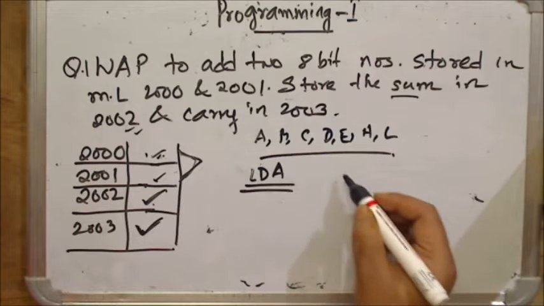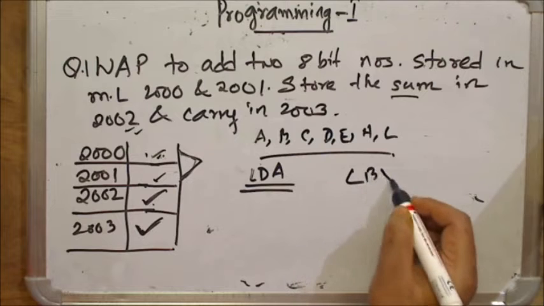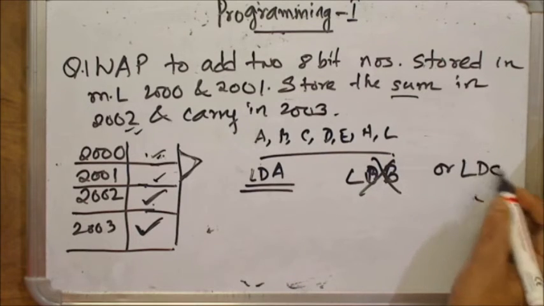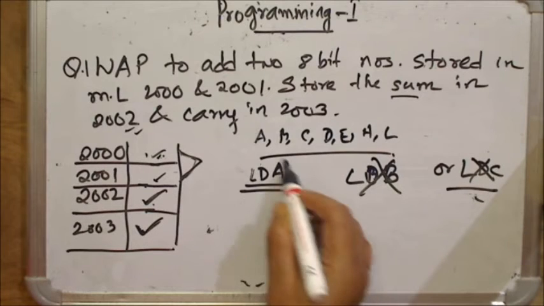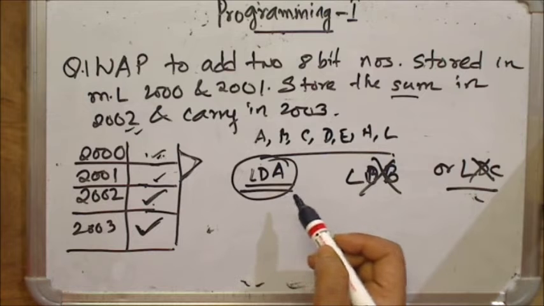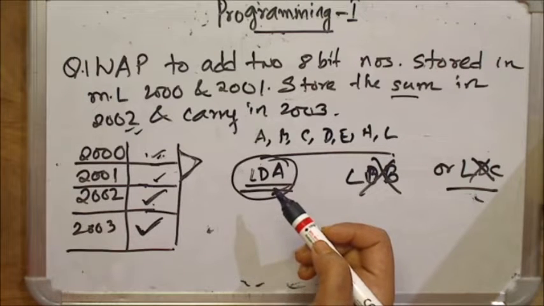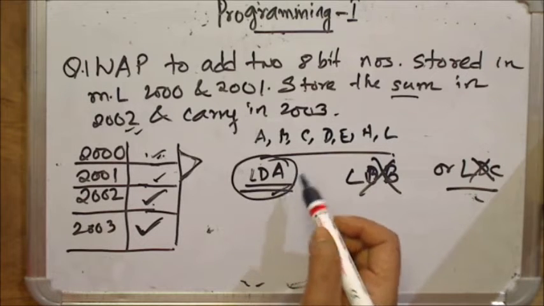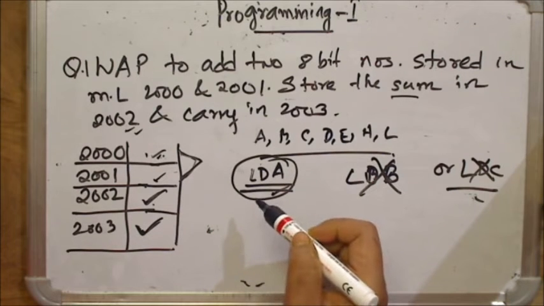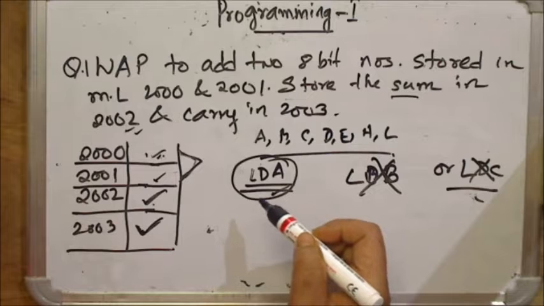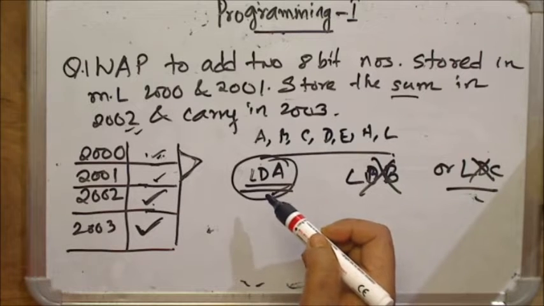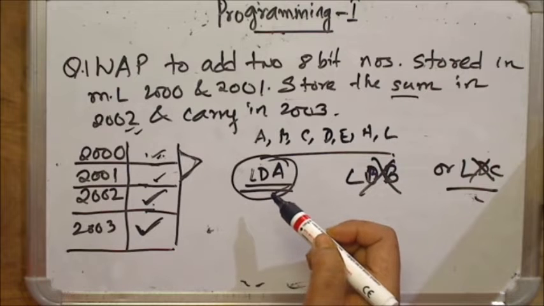There is no such instruction like LDB or LDC. You only have the instruction LDA, that is, load the data from memory address so and so into the accumulator. So you have to load the data from memory location into A. Once the data comes into A, you can transfer it to any other register. So you have to take the first data into A.